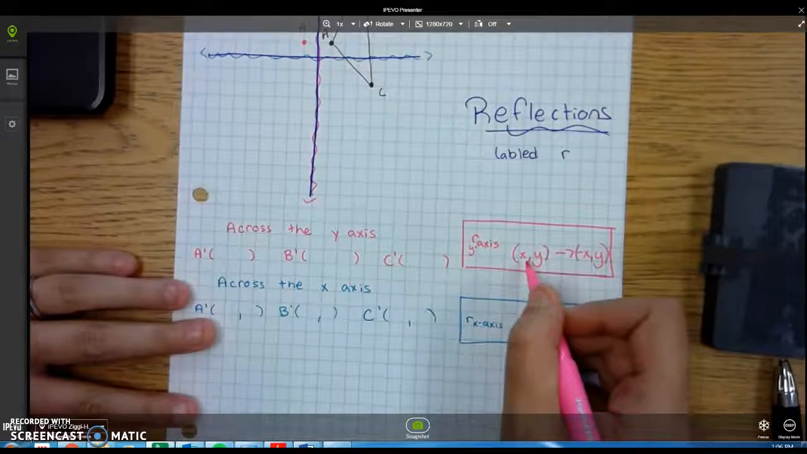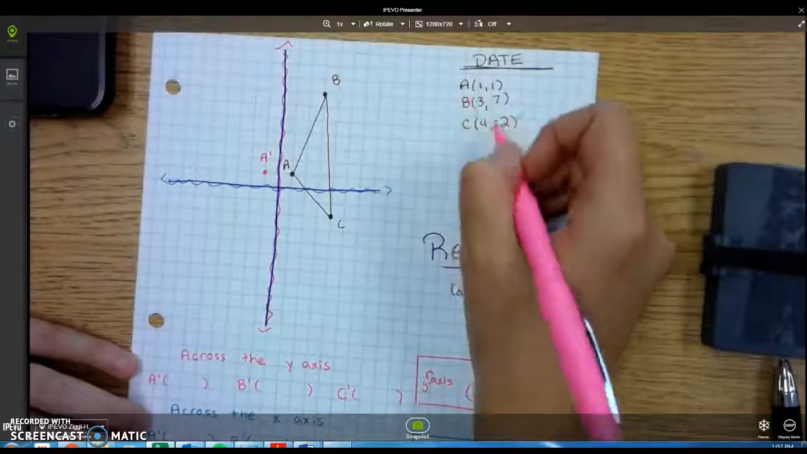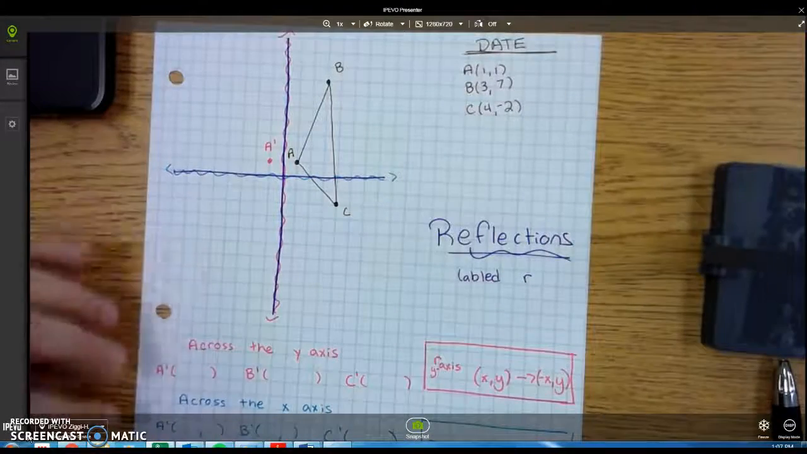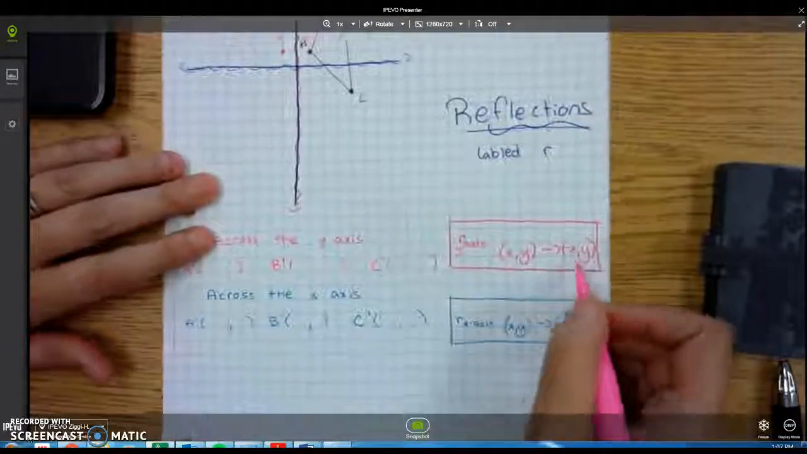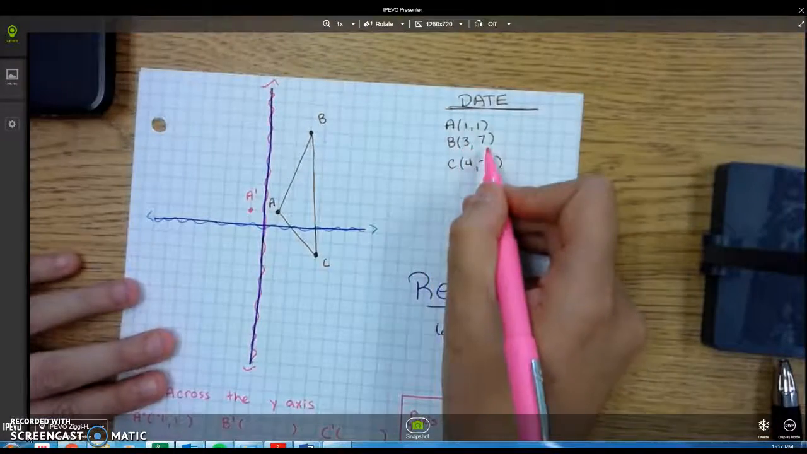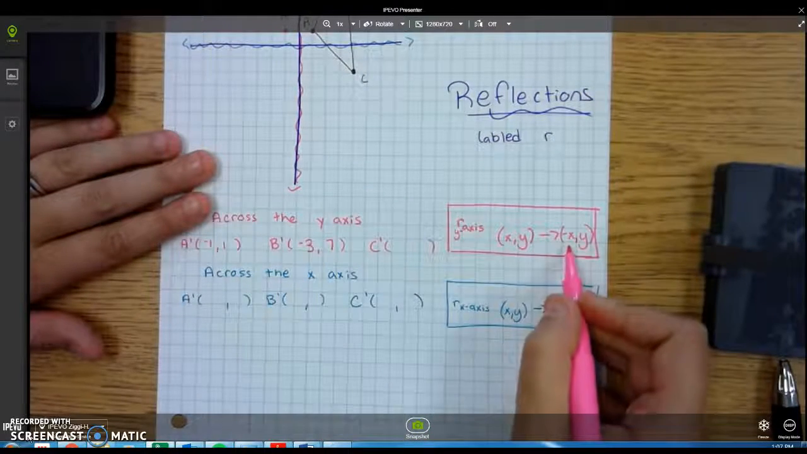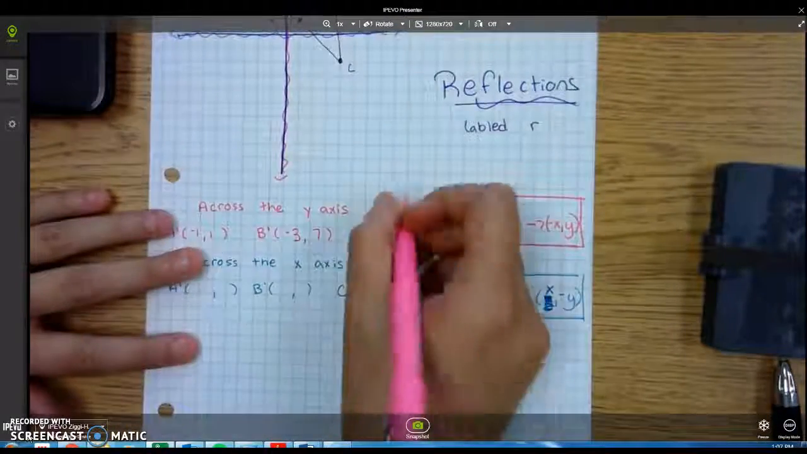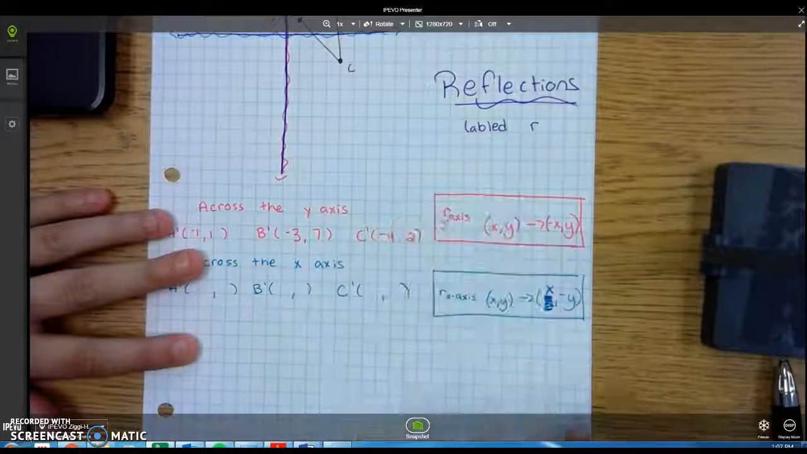What we're going to do is (x, y) yields (negative x, y), so I'm going to negate all of my x values and leave all my y values the same. Since it doesn't go up and down, my y values can't change, right? So we started with 1, 1. That would mean negative 1, comma 1. I've got 3, 7. I'm going to have negative 3, 7. Remember, x value changes. And I've got 4, negative 2. My x value changes. Negative 4. And my y value stays the same.